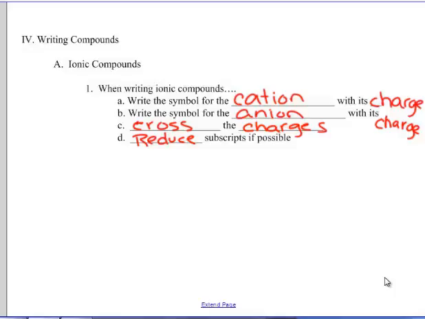When writing ionic compounds, A, write the symbol for the cation with its charge. B, write the symbol for the anion with its charge. C, cross the charges. D, reduce subscripts if possible. Let's look at some examples.